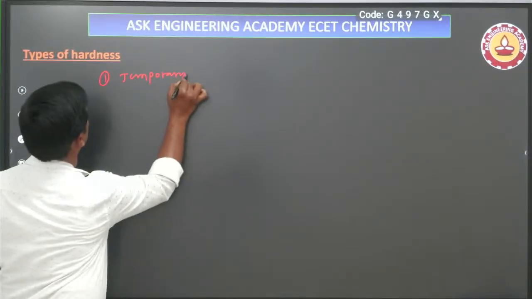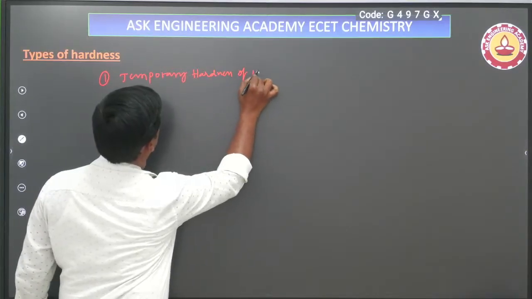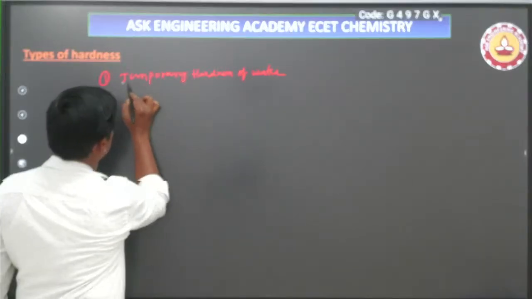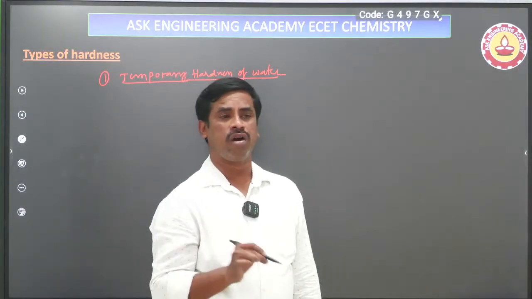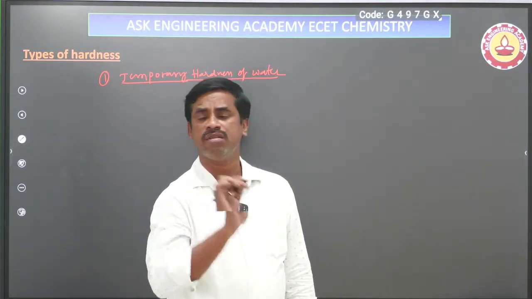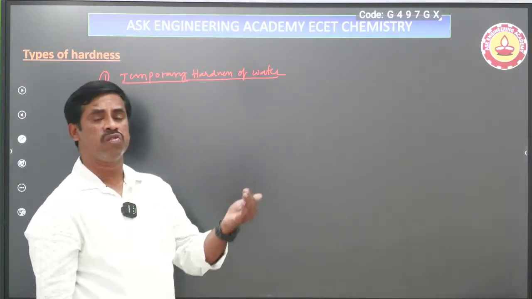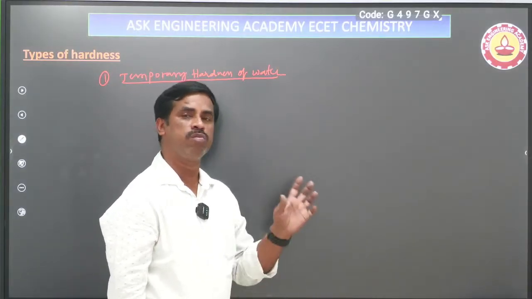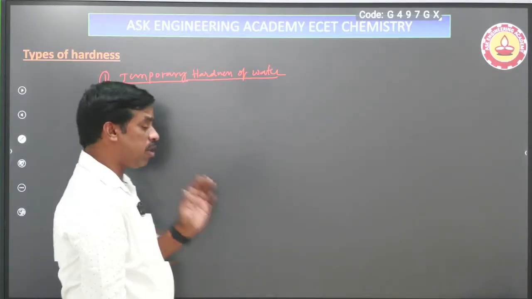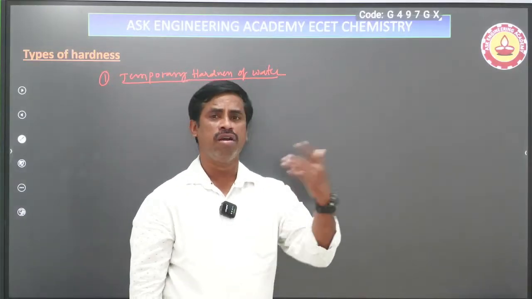Here we have two types of hardness. One is temporary hardness of water. Listen to this. Temporary hardness of water is caused due to dissolved salts of calcium and magnesium bicarbonates. Only bicarbonates of calcium and magnesium are responsible for temporary hardness. This temporary hardness can be removed simply by the boiling method.